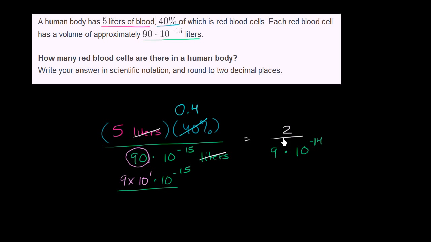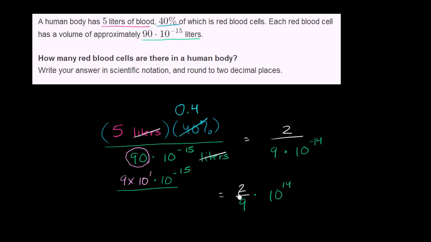And now we can actually divide. And let's simplify this division a little bit. This is going to be the same thing as 2 over 9 times 1 over 10 to the negative 14. Well, what's 1 over 10 to the negative 14? Well, that's just 10 to the 14. So this right over here is just the same thing as 10 to the 14.